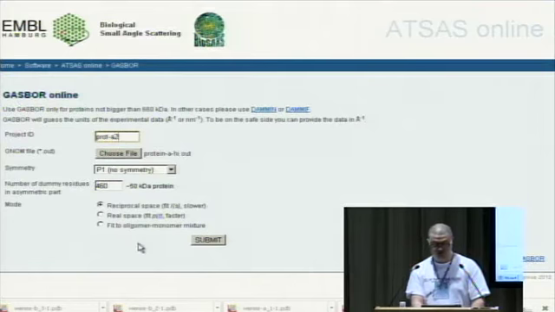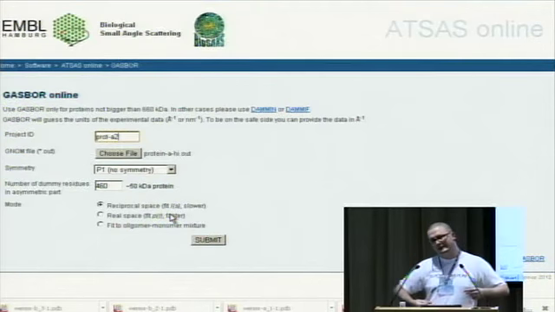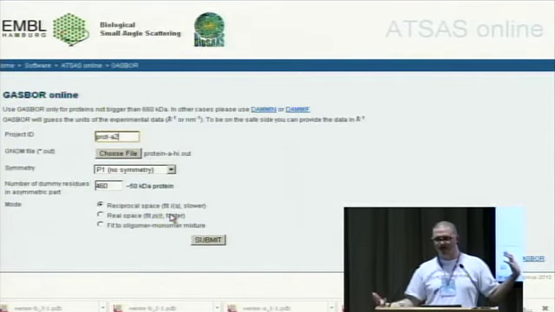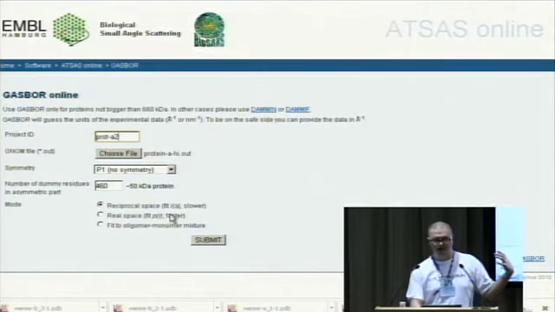We have various modes that we can use here. We can either fit the intensity or we can fit the POFR. Fitting the POFR is way faster. Gasbore is a very slow program because it doesn't use the spherical harmonics but the Debye formula in order to calculate the scattering. So I will use this slower mode and hopefully we'll get a higher resolution structure.